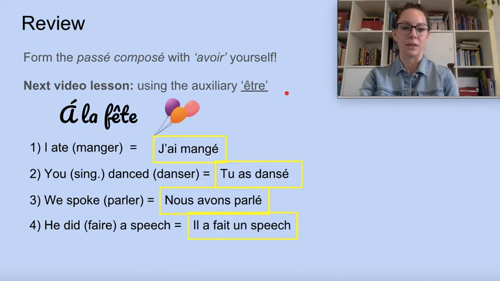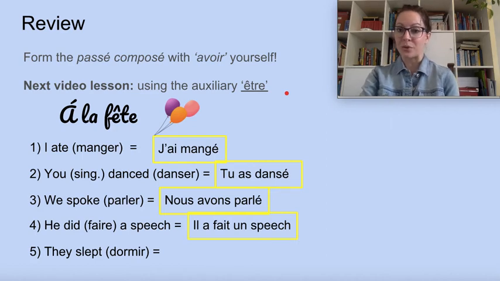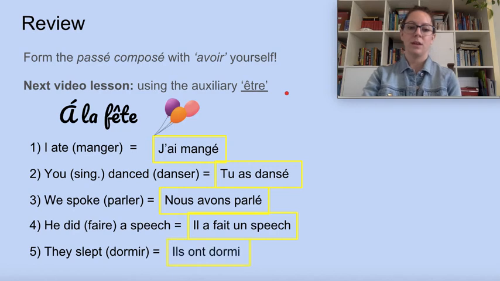And let's do one more together. They slept. Then at the end, we all went home. We slept. It was a good night. They, you could use either subject pronoun that's available, the masculine or the feminine. Match that with your avoir auxiliary, and then put your past participle. Now, dormir, to sleep, is regular. So it's just going to follow the normal rules for IR endings. Let's see if you can remember what that is. Ils ont dormi.